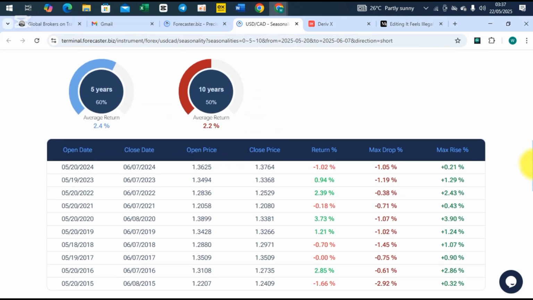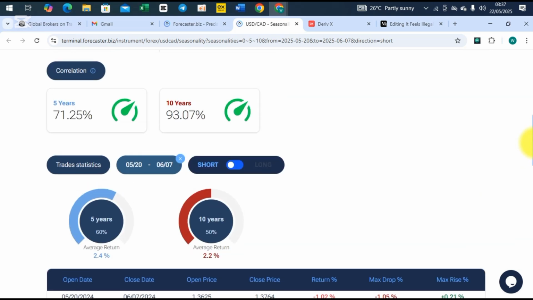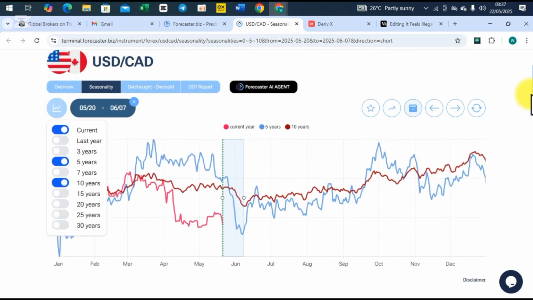So once again, if you scroll down, you are going to see more details like I explained. Without further ado, let's go to USD CAD and see if it is actually selling, because the information I've gotten is that it is a short position we should be looking at. You can see 5 years ago it is selling, 10 years ago it was selling.